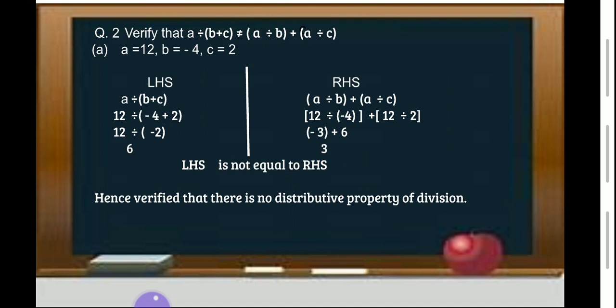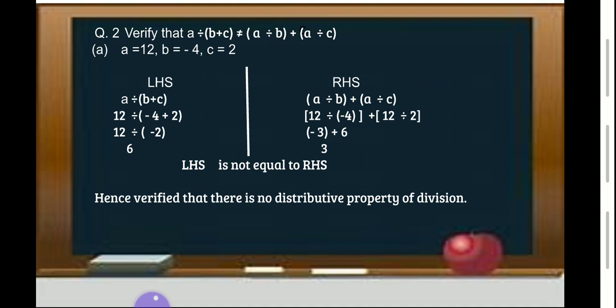Now question number 2: we have to verify in this question that there is no distributive property of division. The question itself says a divided by bracket b plus c is not equal to a divided by b plus a divided by c. So we have to put the value of a as 12, b as negative 4, and c as positive 2. We keep it as LHS and then RHS. LHS is a divided by bracket b plus c. By keeping the values of a as 12, b as negative 4, and c as 2 respectively, we get the answer by solving them as 6.